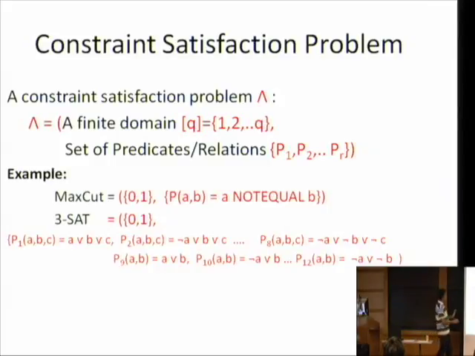And for 3 SAT, the domain is again 0, 1. You have 12 different predicates that you can use, actually 14, because you can use one of the 3-ary predicates, A or B or C, not A or B or C, or the 2-ary ones, A or B, and just A or not A. So there are 14 different predicates, and that defines the 3 SAT problem.